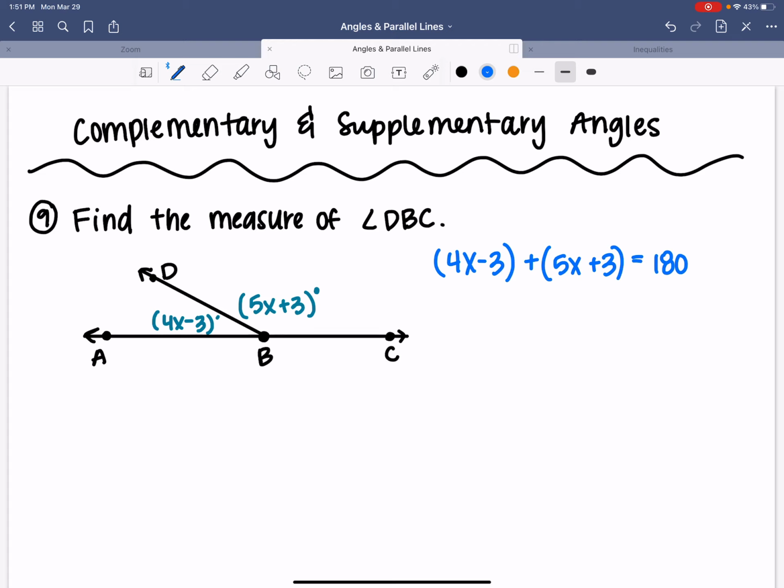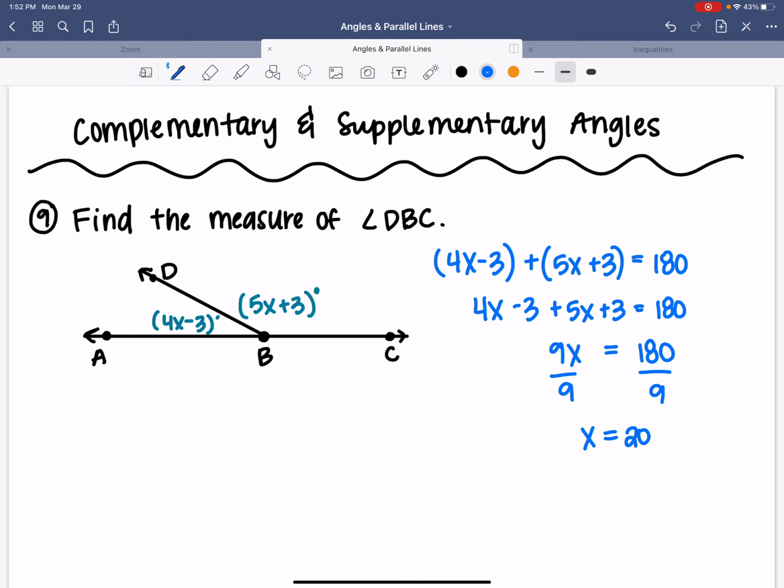Right, so now we can drop those parentheses. We don't need to distribute anything. So we have 4x minus 3 plus 5x plus 3 equals 180. So let's see, 4x plus 5x is 9x. Negative 3 plus 3 is 0, so we're just going to bring down that equal sign and 180. Then divide by 9. So 180 divided by 9 would be 20.